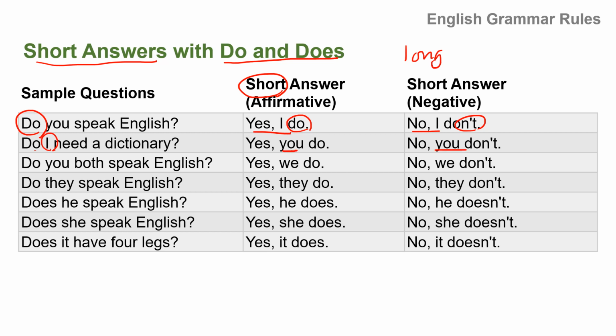Do you both speak English? This is plural. Yes, we do. So two questions, two answers, remember. No, we don't. Do they speak English? Yes, they do. No, they don't. Does he speak English? Yes, he does. No, he doesn't. Does she speak English? Yes, she does. No, she doesn't. Does it have four legs? Yes, it does. No, it doesn't.